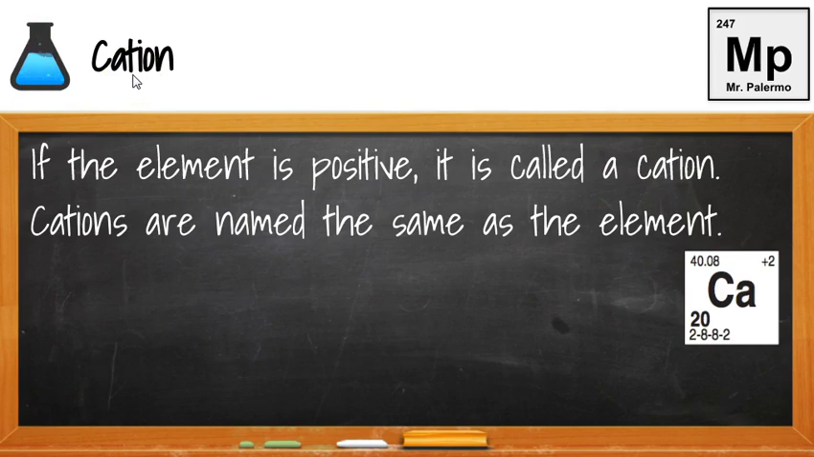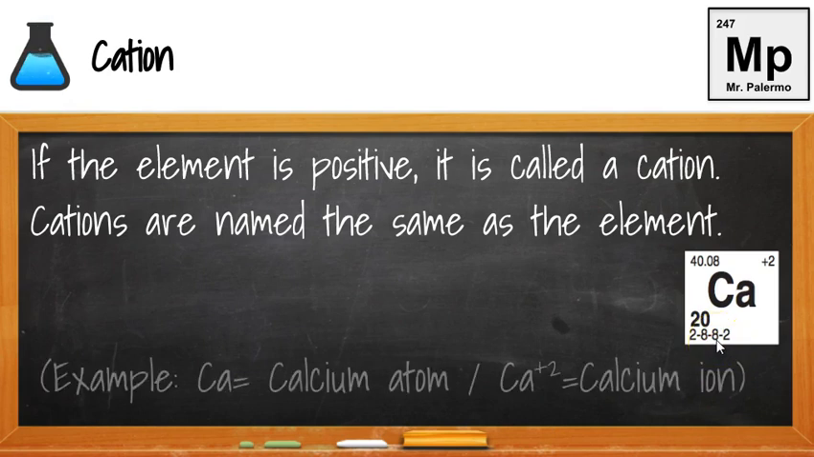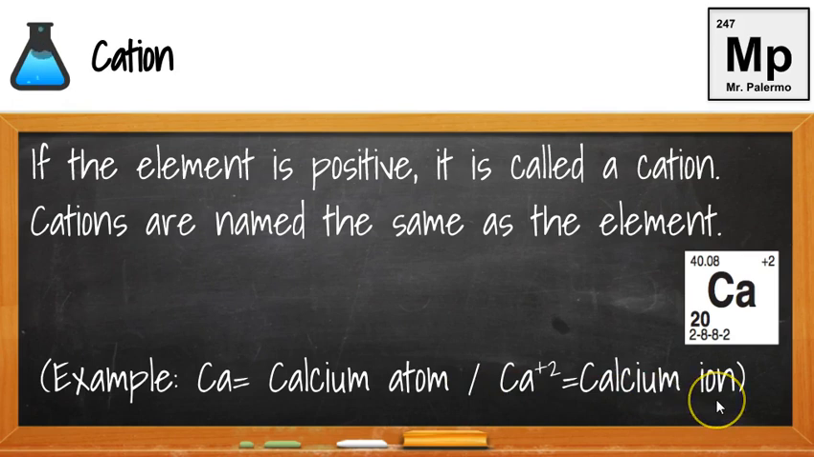When we try to name a cation, we're going to use the full name of the element followed by the word ion. So for example, the calcium atom, Ca, becomes the calcium ion. How do I know the difference between an atom and an ion in the formula? Well, the formula Ca has no charge associated with it, so that's the atom. And Ca plus 2, coming from that plus 2 up here, is an ion, so that's the calcium ion.